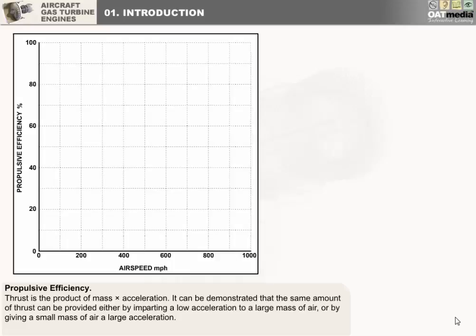It can be demonstrated that the same amount of thrust can be provided either by imparting a low acceleration to a large mass of air, or by giving a small mass of air a large acceleration. In practice, the former is preferred, since it's been found that the losses due to turbulence are much lower and the propulsive efficiency is higher. In this graph, the levels of propulsive efficiency for several different types of gas turbine engine will be shown.